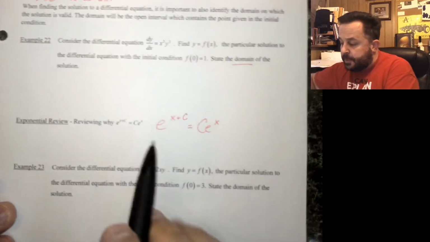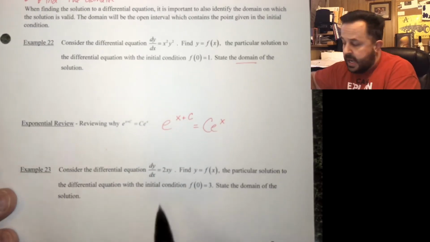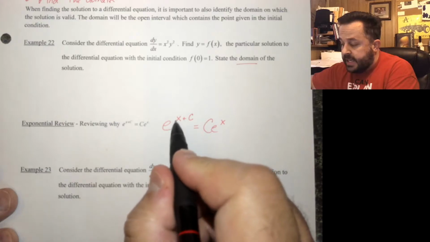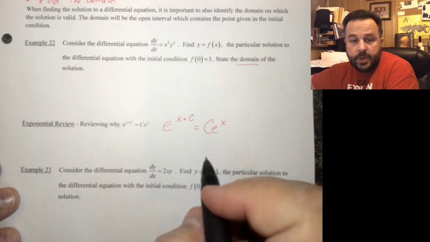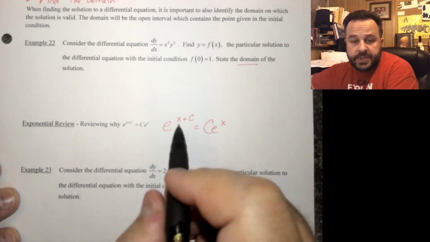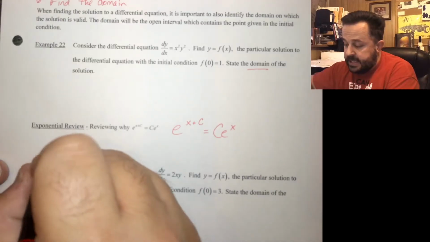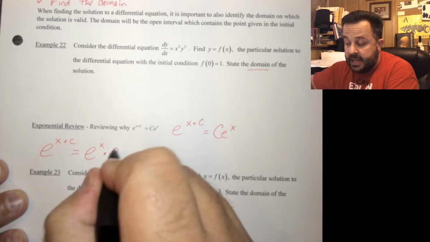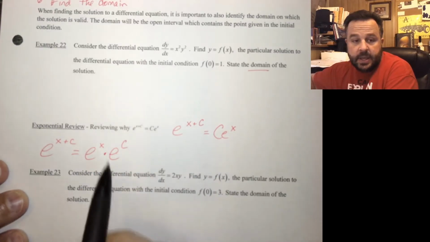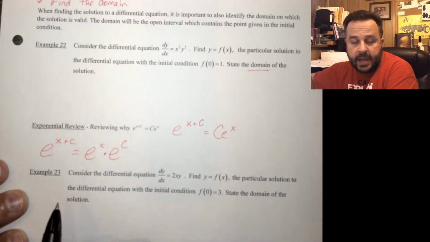Okay, before we move on, I want to just talk about this statement right here, exponential review, and take a look at y = e^(x+c) is equal to ce^x. So we go back to exponentials for just a second. When we're adding exponents, I can take e^(x+c) and rewrite that as e^x times e^c, because if the bases are the same, then when I multiply powers, we add exponents.